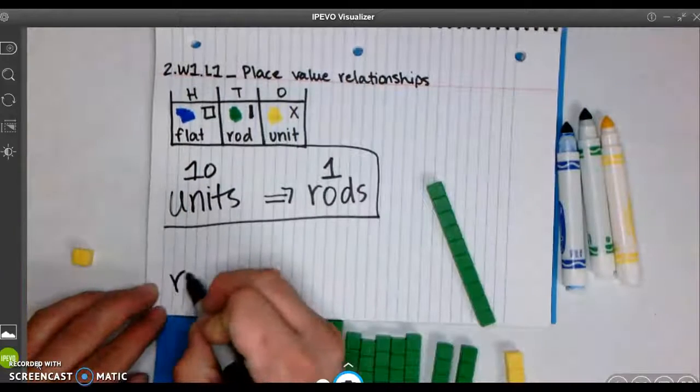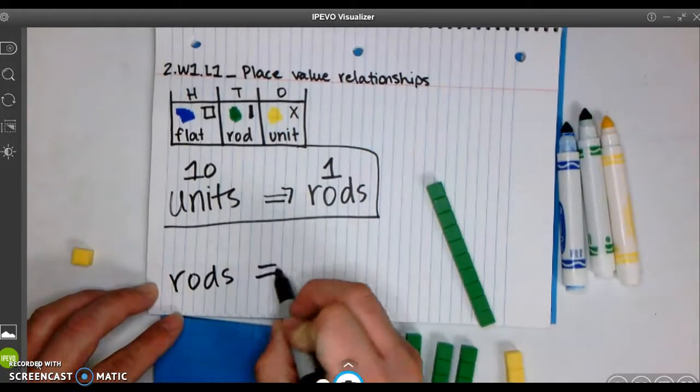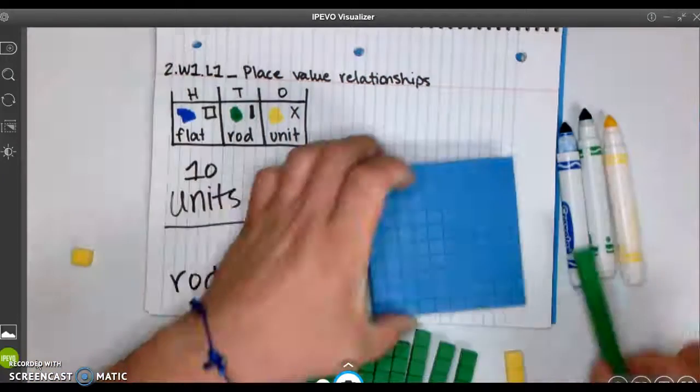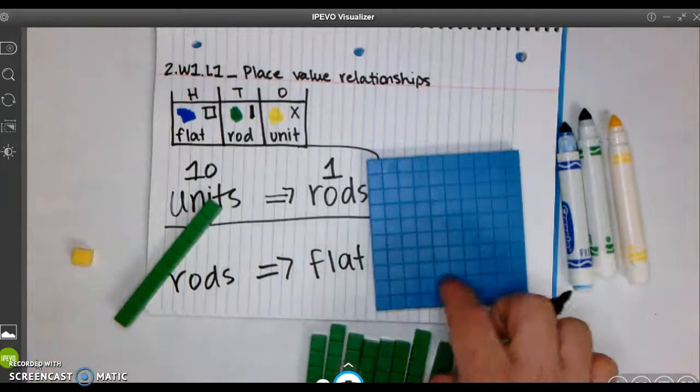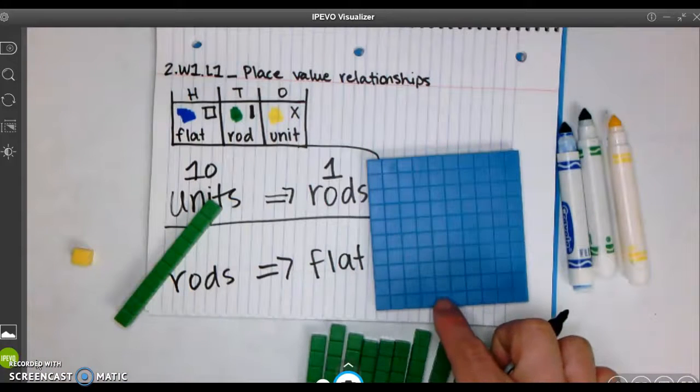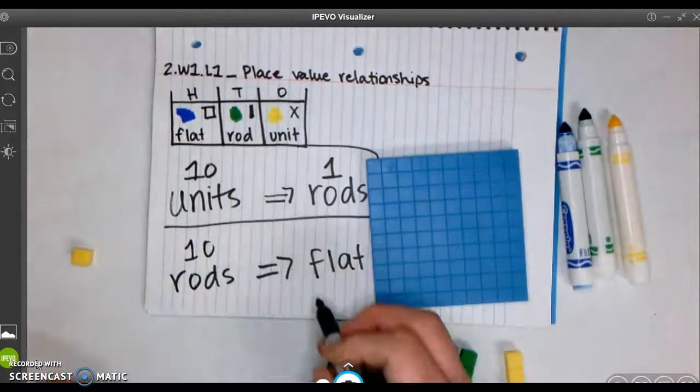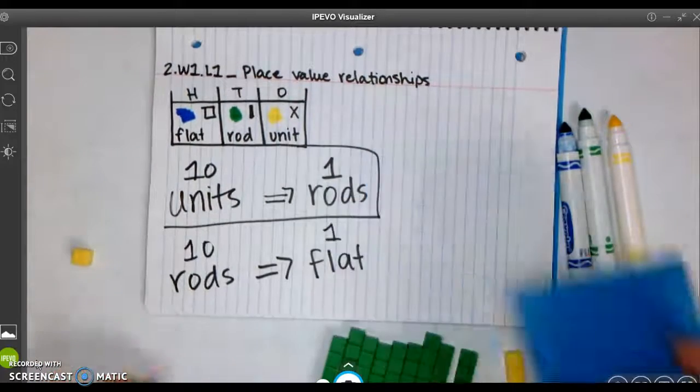Now let's do our rods. How many equal a flat? So here's our flat. How many of these rods again equal one of those flats? 1, 2, 3, 4, 5, 6, 7, 8, 9, 10. Right. So 10 rods equals one flat. Keep that in mind also.